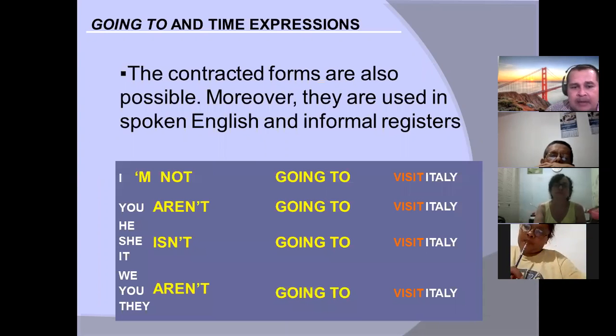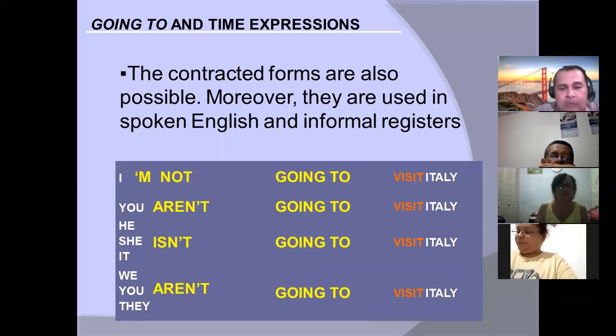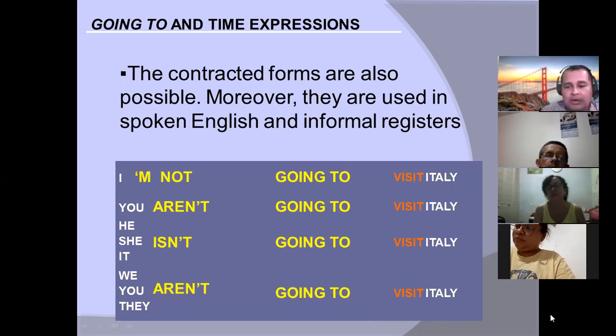Okay, everybody? Now, when it's negative, it's very simple. We only include the auxiliary. No, I am not going to visit Italy. For example, it's negative, but it's a plan. Aunque sea negativo, pero igual es un plan. For example, when you say, I am not going to work on Sunday. No voy a trabajar el domingo, okay?